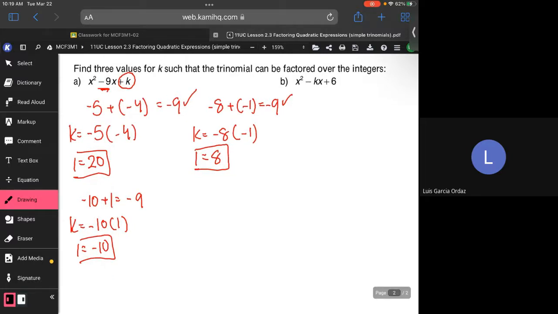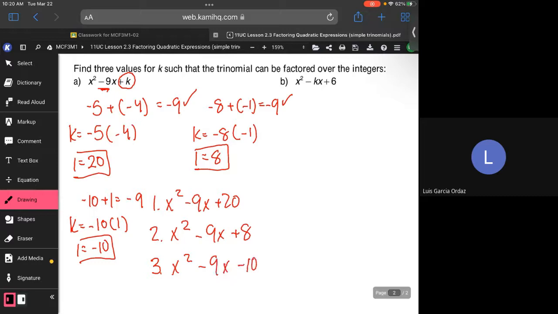So there are 3 ways in which we can write this expression. I can write it as x squared minus 9x plus 20. That's 1. 2, I can write it as x squared minus 9x plus 8. And the third way I can write it as x squared minus 9x minus 10.